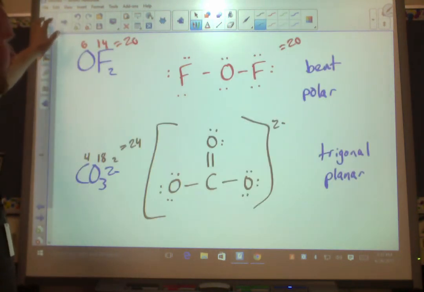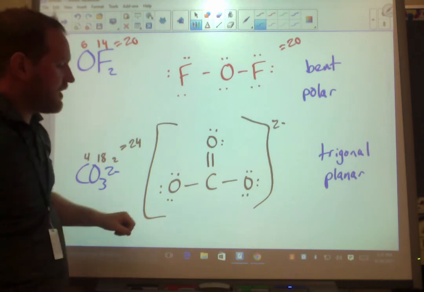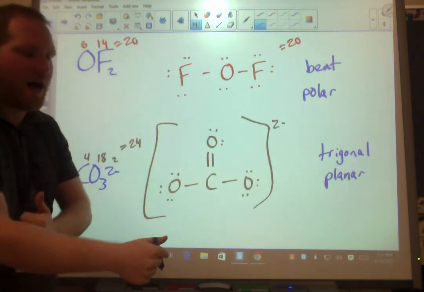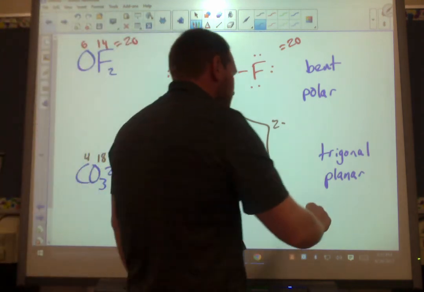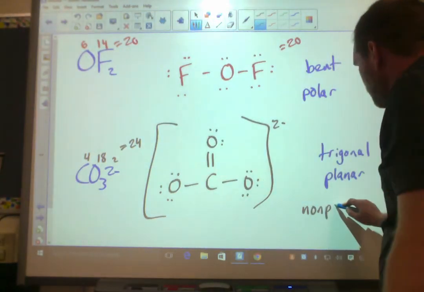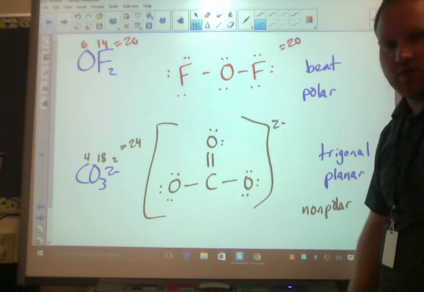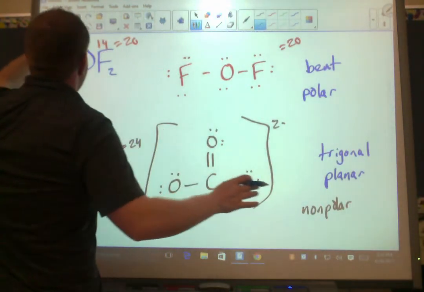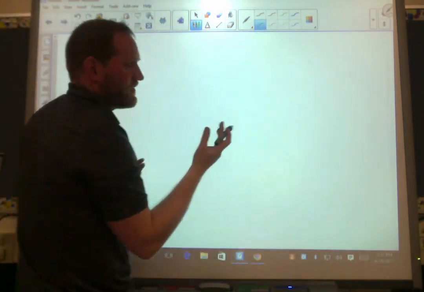Okay. In terms of polarity, 3 oxygens pulling in that perfect trigonal planar shape. They're pulling exactly opposite one another. This is going to be nonpolar. Nonpolar. Okay? So just to sum up real quick, let's try to sum up the entire Vesper shape video here.